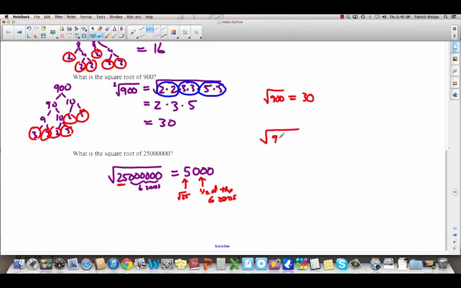What if it was the square root of 9,000? Square root of 9 is 3. We have 3 zeros. Do we put 1.5 zeros? No, this is not a perfect square. The square root of that is not a rational number. It has to be an even number of zeros.